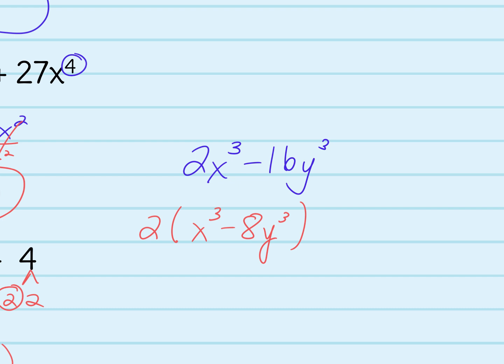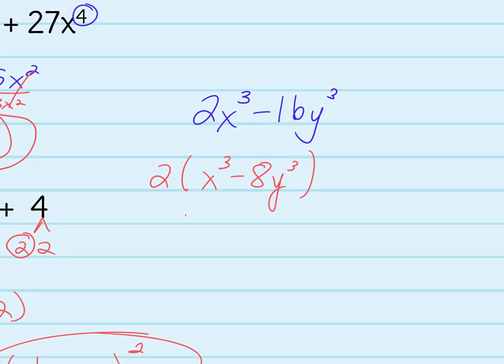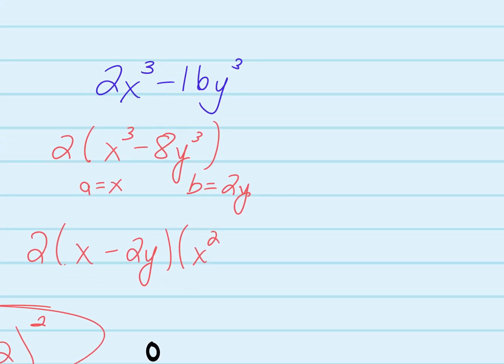So is this the difference of perfect squares? No. Is this the difference of perfect cubes? Well, what times what times what gives me x cubed? That would be x. What times what times what gives me 8y cubed? That would be 2y. So we have determined, yes, this is a perfect cube pattern. So my 2 is still out in front. My first parenthesis is going to be a minus b. My second parenthesis is going to be my a term squared plus a times b, so 2xy, and then I have plus my b term squared.